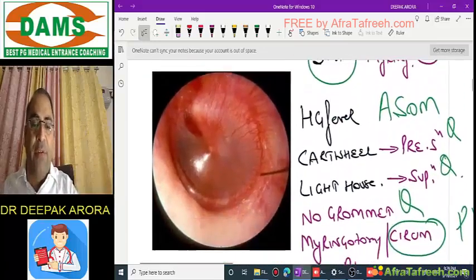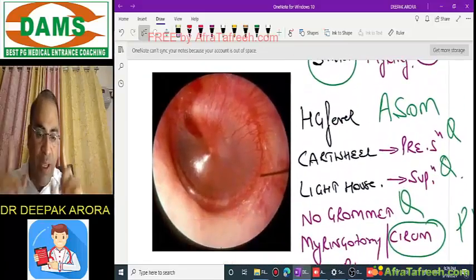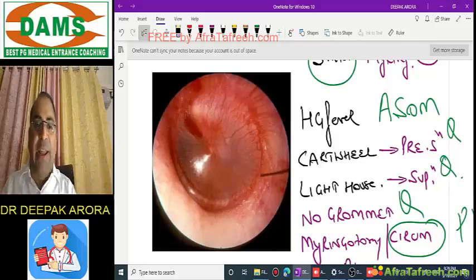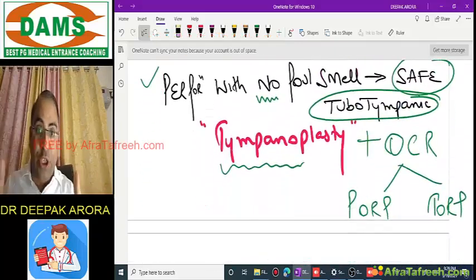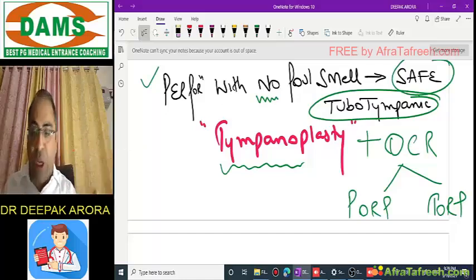Now, if there is a high-grade fever, ASM, streptococci, cartwheel appearance, pre-suppuration, lighthouse sign, suppuration. No grommet, but circumferential incision. Perforation with no foul smelling discharge, no blood stain, no granulation. We label the patient as tubotympanic ear.